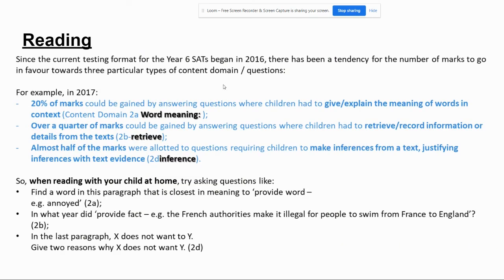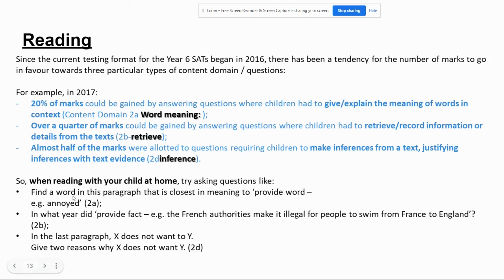Well, because when they come to do their Year 6 SATs, that will happen at the end of Year 6. For them, you can see here how the marks are distributed. So in the 2017 test, 20% of the marks on the test came from 2A, word meaning questions. Another quarter, or over a quarter of the marks, could be gained by simple retrieval questions, so that's content domain 2B. And then a massive, almost half of the marks were allocated to inference questions, 2D questions, okay? So that's those why questions.